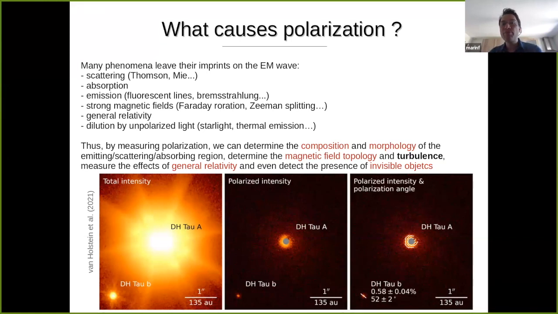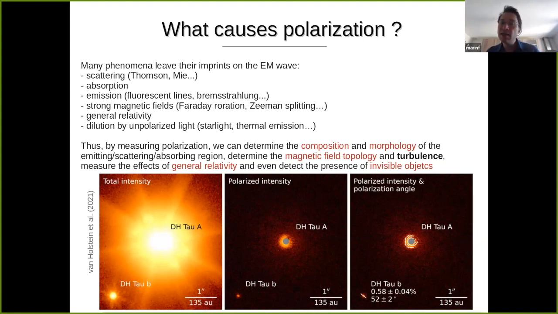So by measuring polarization in space, in astrophysics, we can determine the composition and morphology of the emitting, scattering, and absorbing region. We can determine the magnetic field topology and its turbulence. We can measure effects of general relativity or even detect the presence of invisible objects. I just give you an example on the bottom line, which is here for an exoplanet. You have HD 100546, which is a star. And on the left you have the total intensity. You see you are completely dominated by this point-like source, and you can see its exoplanet on the bottom left.